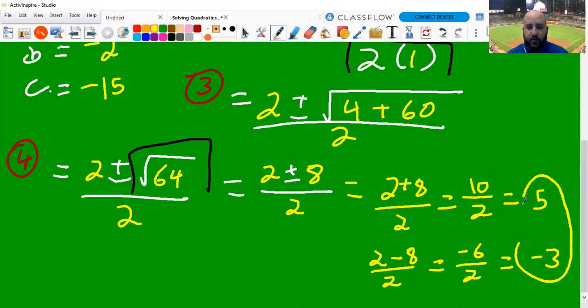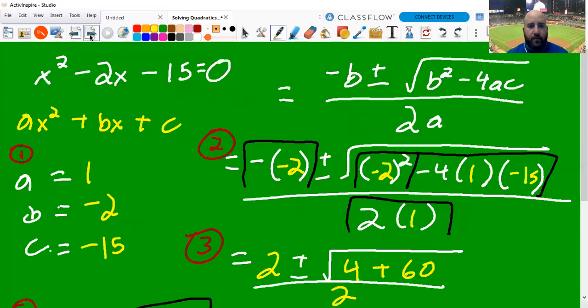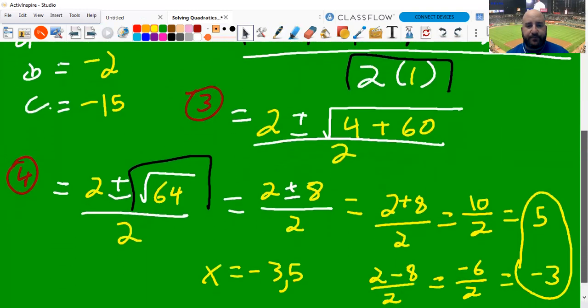So these are my 2 solutions. x equals negative 3 and x equals positive 5. If we go back a couple slides, negative 3 and 5 is what I was supposed to get. So first problem, we understand the process now. We knew the answers we were supposed to get. We got them. Starting to feel a little confident.